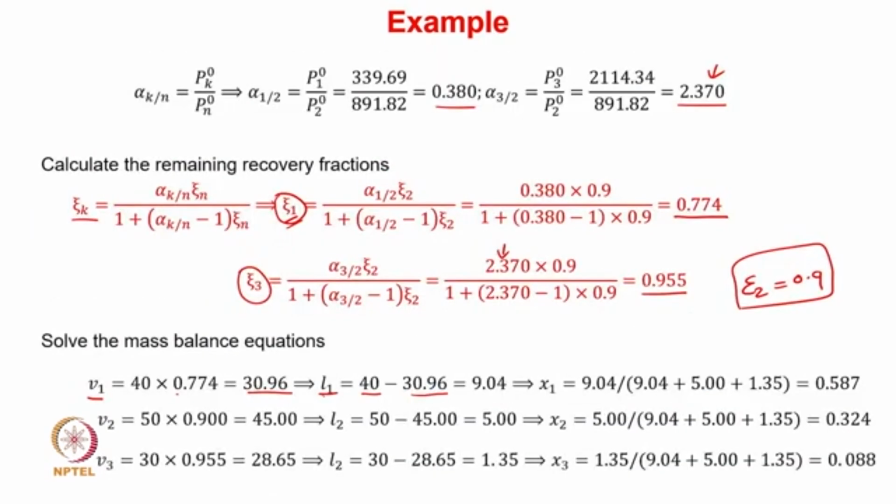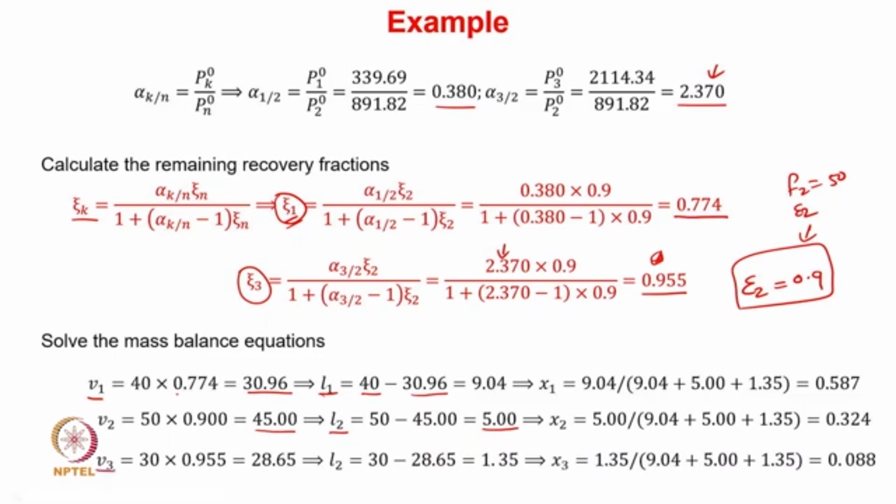So we use 50 times epsilon 2, which is 0.9, and F2 is 50. So F2 into epsilon 2 zeta 2 is multiplied, and that gives us 45. And the liquid here will be, V2 plus L2 should be equal to F2. So L2 is 50 minus V2, which comes out to be 5 kilomole per hour.